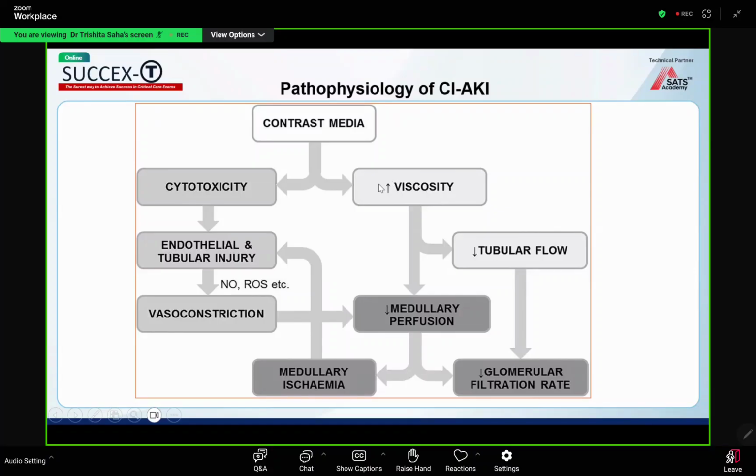Using a high osmolar ionic contrast, there is always an increase in the viscosity, which leads to decrease in tubular flow, decrease in medullary perfusion, which in turn leads to medullary ischemia and decreased glomerular filtration rate.